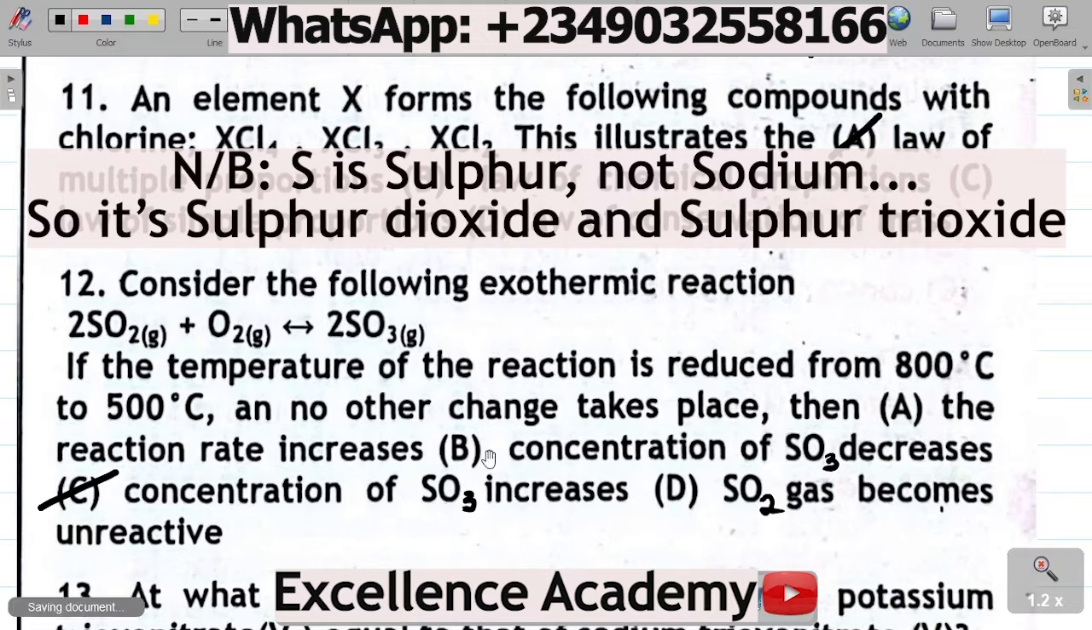Now, here's what to note. This is an exothermic reaction, right? And for an exothermic reaction, number one, lower temperature favors the product. So looking at the equation of the reaction there, the product is the sulfur trioxide. And since lowering the temperature for an exothermic reaction would favor the product, it means more of the product will be formed. And if more of the product is formed, it logically implies that the concentration of the product would increase. So hence, the concentration of sulfur trioxide increases. That becomes the correct answer to this question.